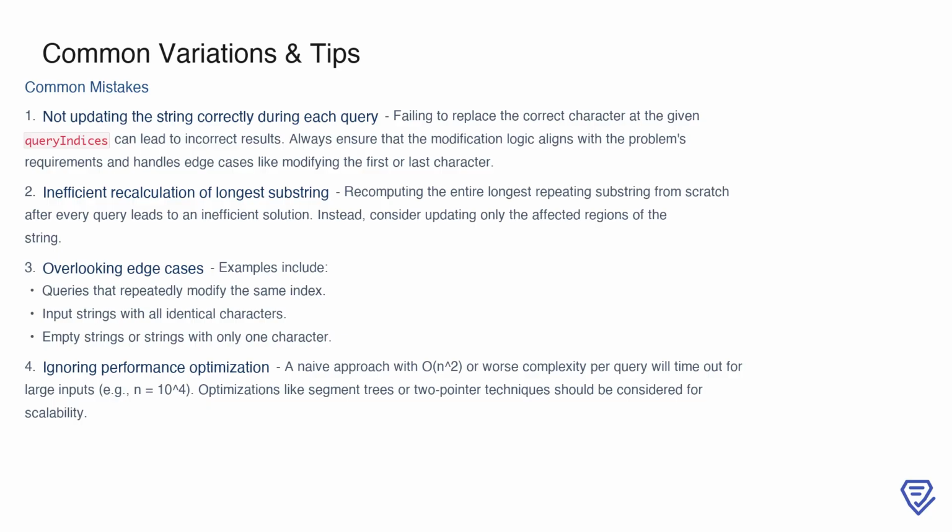For example, queries that repeatedly modify the same index, handling strings that are entirely made up of one repeating character, or managing empty strings and single character strings all require careful consideration. Lastly, ignoring performance optimization can lead to solutions that fail for large inputs. A naive approach with quadratic or worse complexity will time out when n is very large, so leveraging advanced techniques, such as segment trees or two-pointer methods, is essential for scalability.